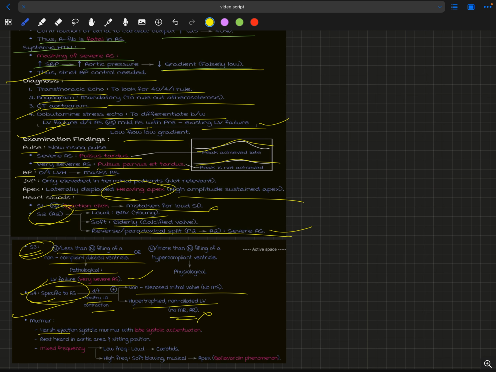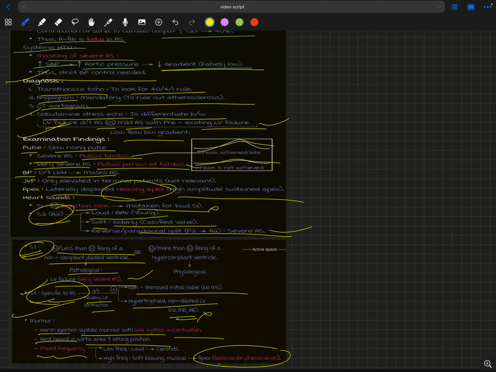Murmur: a harsh ejection systolic murmur with late systolic accentuation, best heard in the aortic area, the second right intercostal space, in the sitting position. It is a mixed frequency murmur, low frequency plus high frequency. The low frequency component radiates to the carotid, and the high frequency component radiates to the apex. It is called the Gallavardin phenomenon.